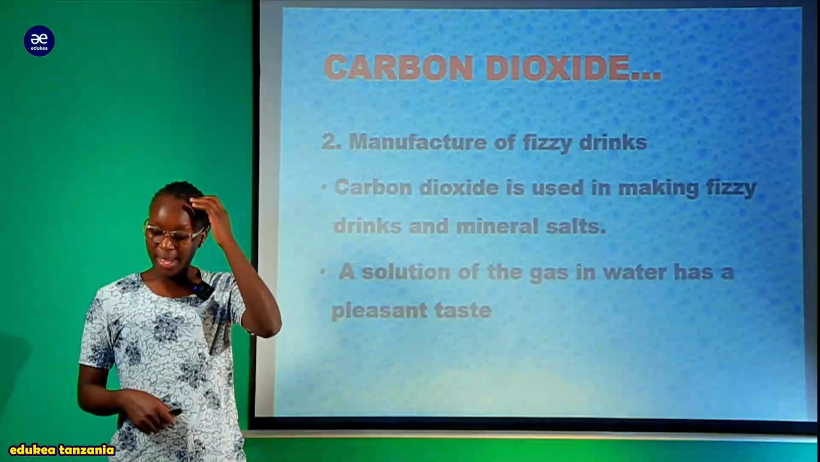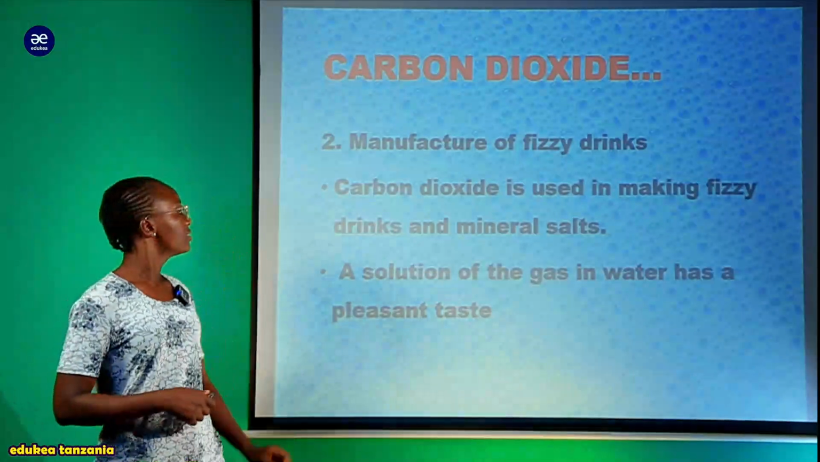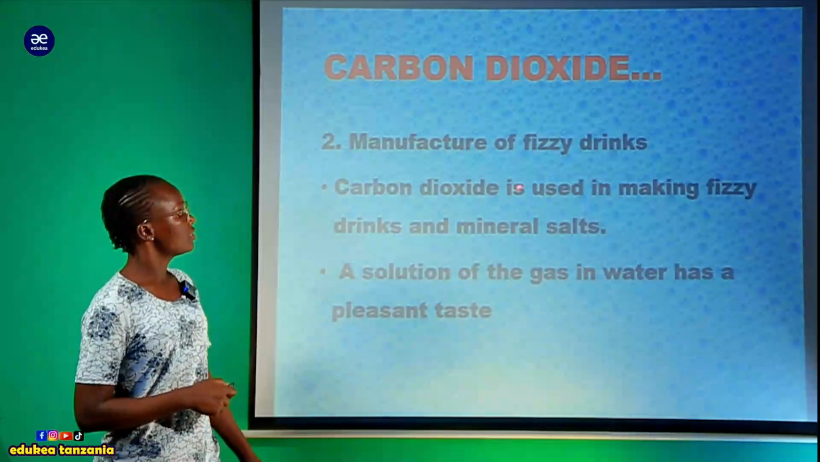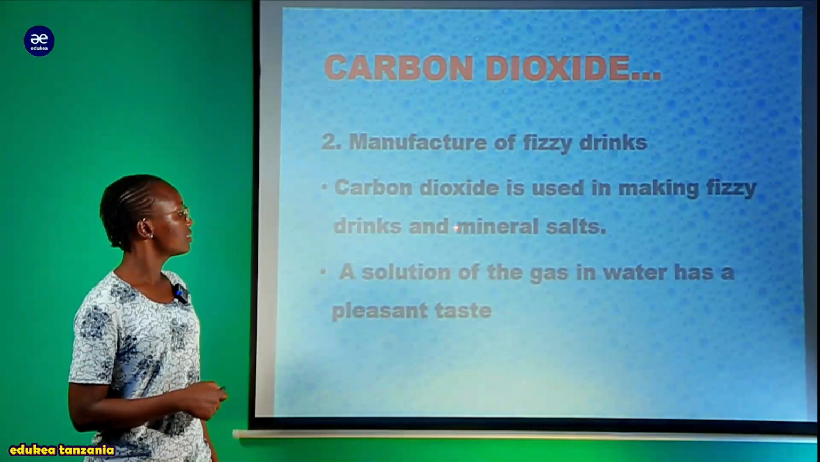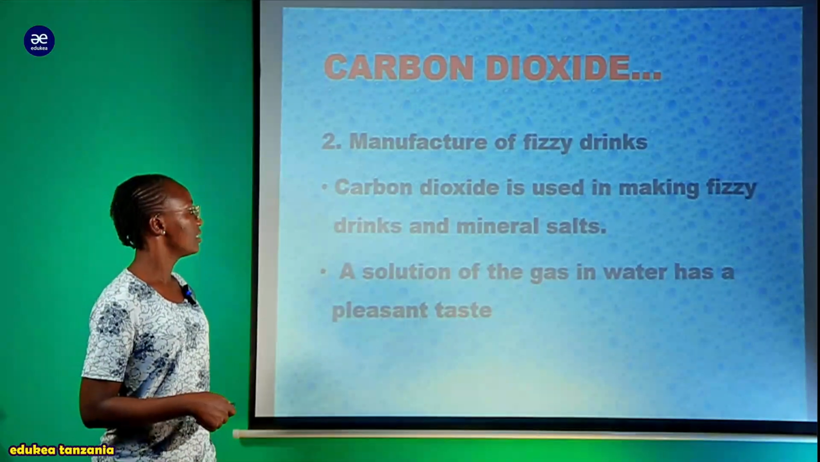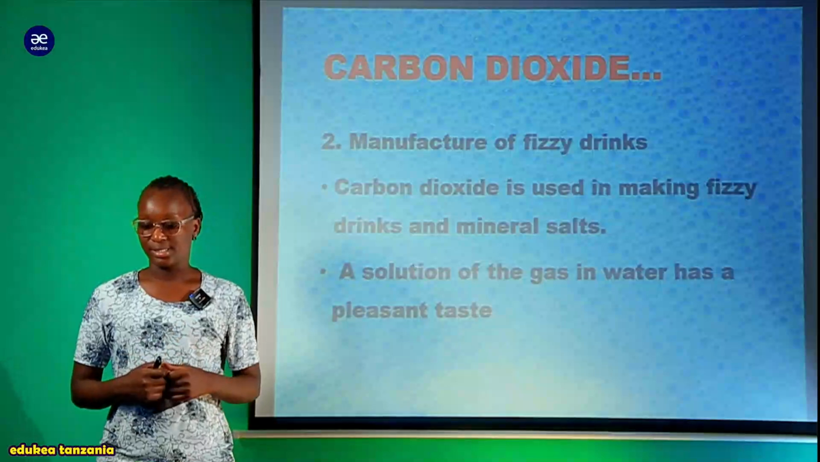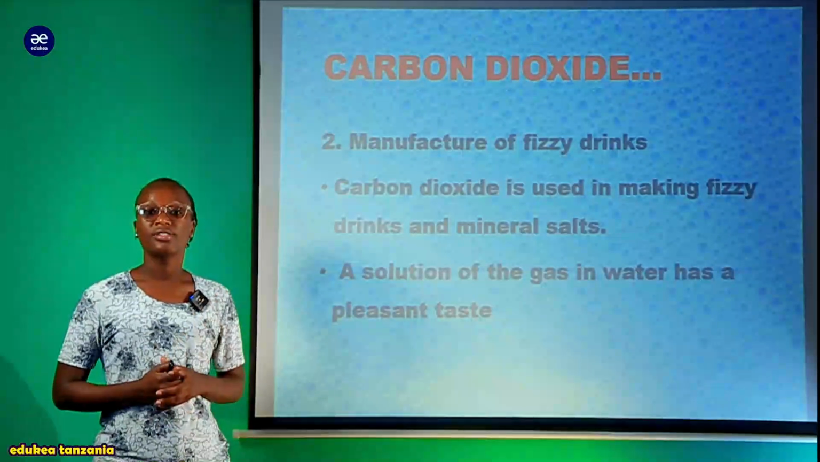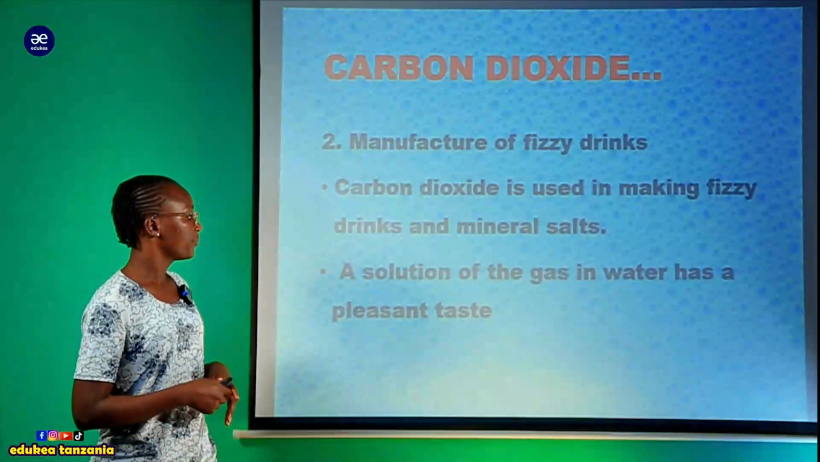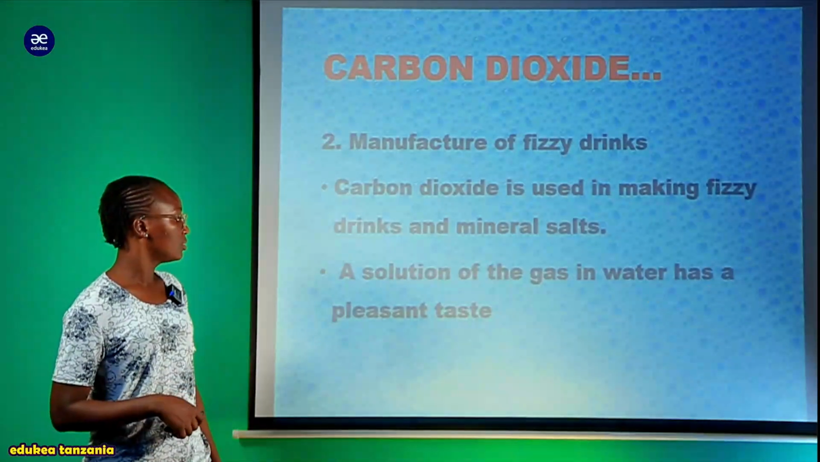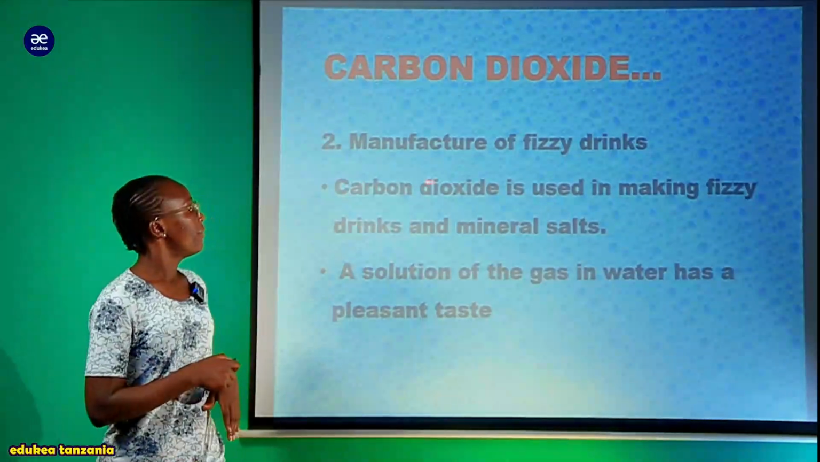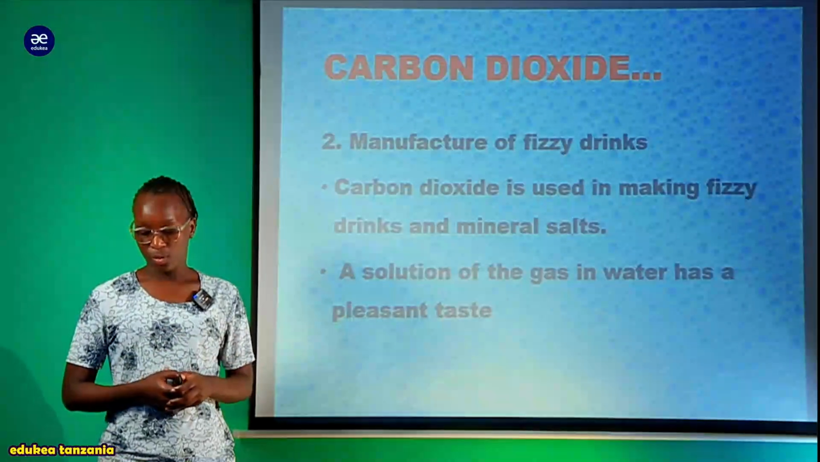Another application or another use of carbon dioxide is the manufacture of fizz drinks. Carbon dioxide is used in making fizz drinks and mineral salts. A solution of the gas in water has a pleasant taste. So those fizz drinks, carbon dioxide inatumika katika kutengeneza hizo, but also the mineral salts. Vile vile a solution of gas in water has a pleasant taste, ambayo hii ni kwa sababu ya hizi carbon dioxide zimekuwa used.